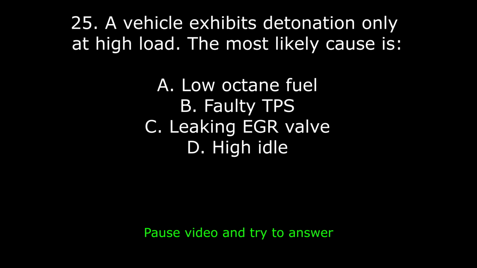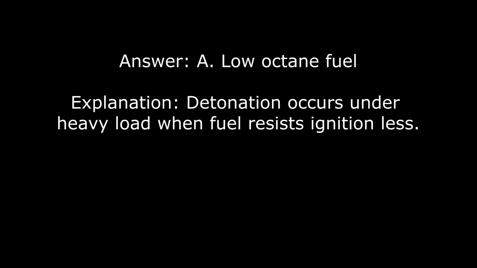25. A vehicle exhibits detonation only at high load. The most likely cause is A. Low-octane fuel, B. Faulty TPS, C. Leaking EGR valve, D. High idle. Answer: A. Low-octane fuel. Explanation: detonation occurs under heavy load when fuel resists ignition less.